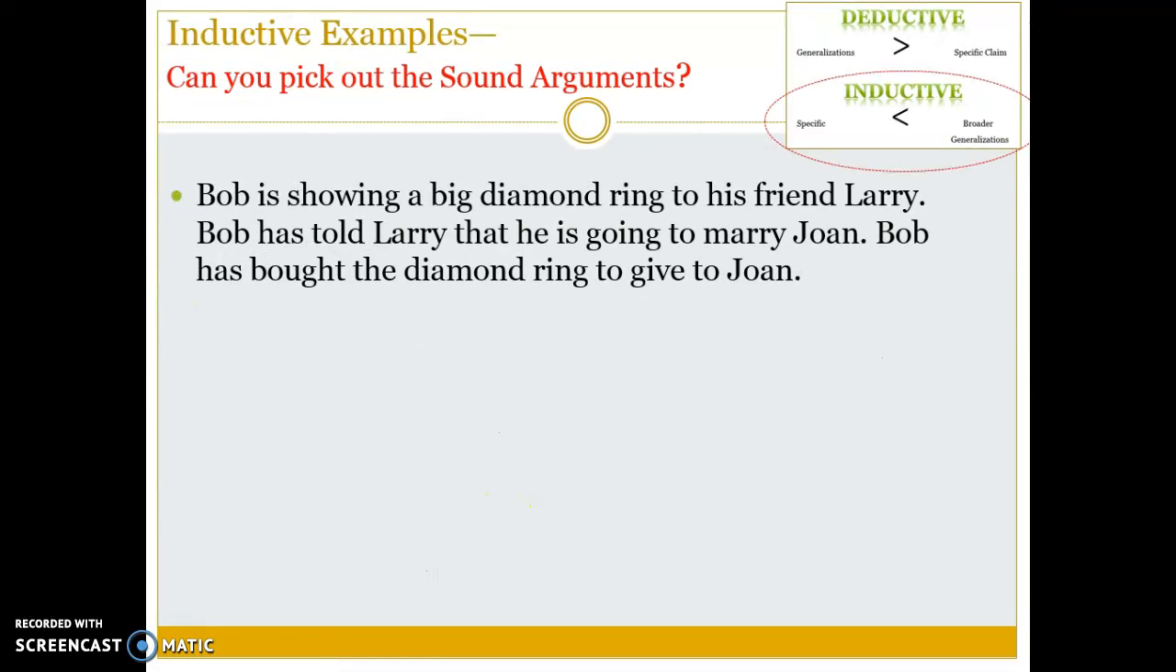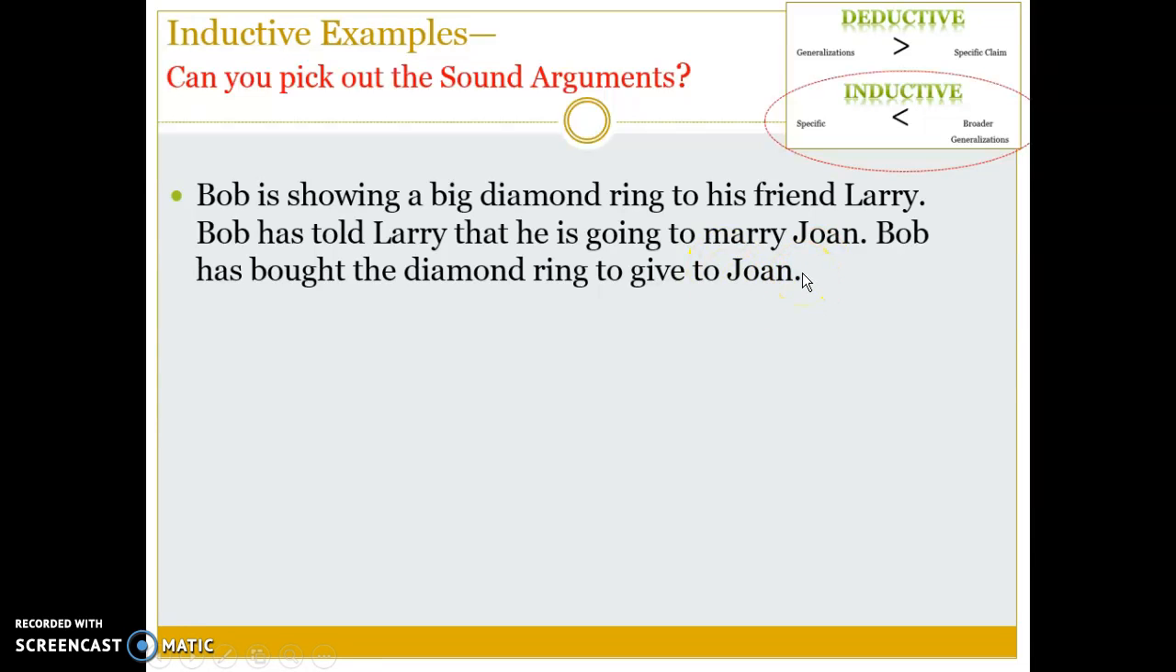Let's take a look at some inductive examples. Can you pick out the sound arguments in the inductive examples? Bob is showing a big diamond ring to his friend Larry. Bob has told Larry that he's going to marry Joan. Bob has bought the diamond ring to give to Joan. Which one of these sentences is the argument in this example?